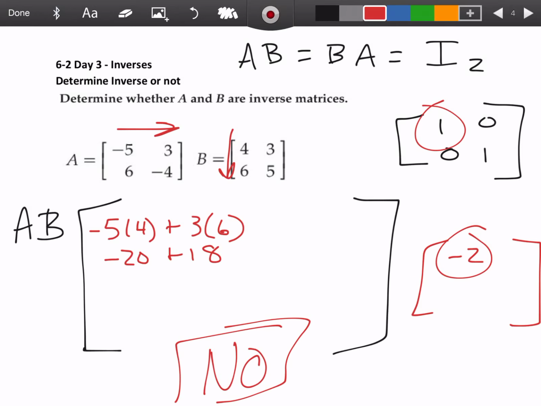So this tends to get a bad rap for being really long problems, but as long as you go through and do it like this, you'll find out those ones that aren't inverses rather quickly.